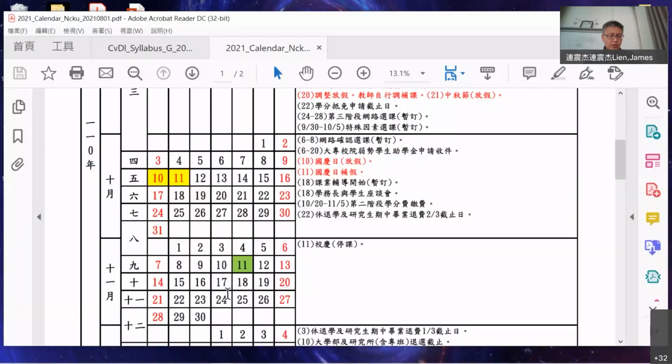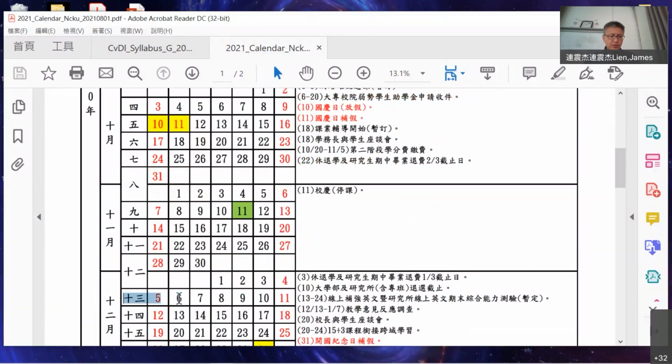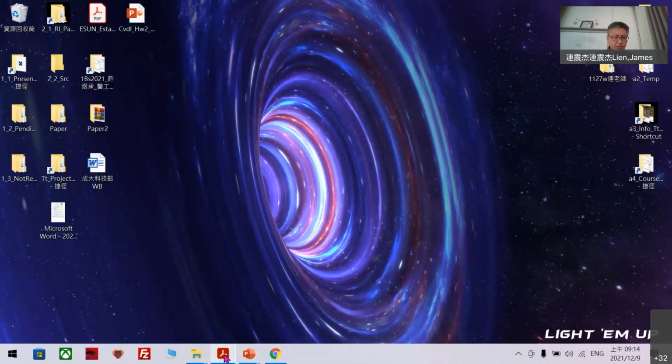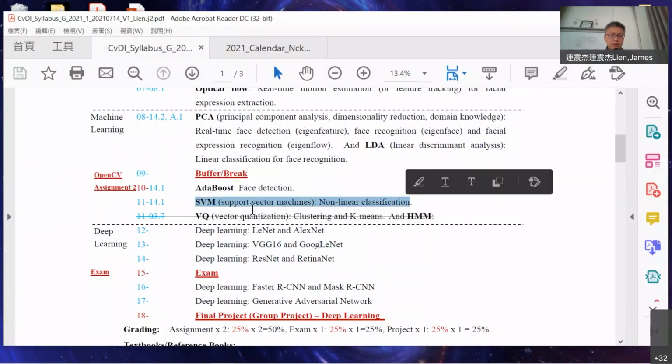Today will be week 13. We are going to have a check. Today I'll finish the lecture on SVM, and that's the end of all the computer vision machine learning. After the SVM, all the lectures will be deep learning. And we have the exam in week 15.